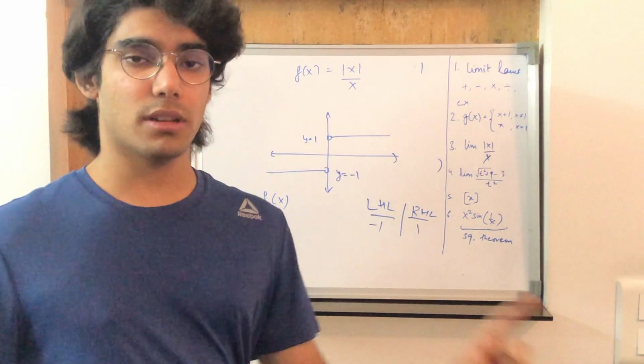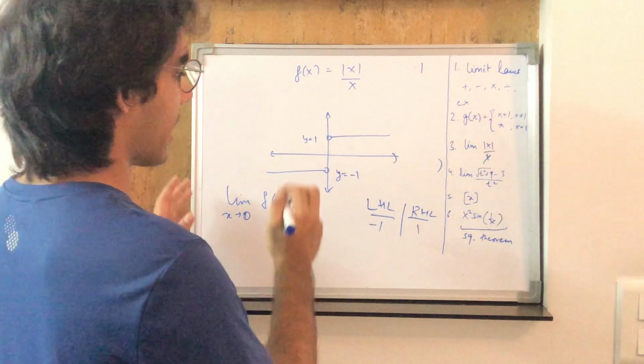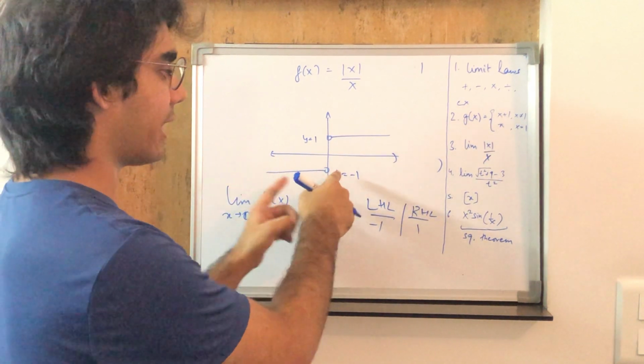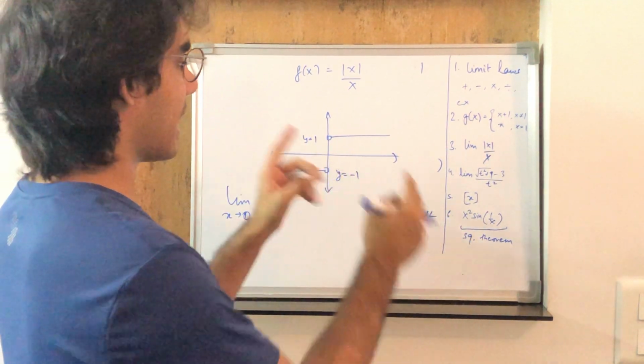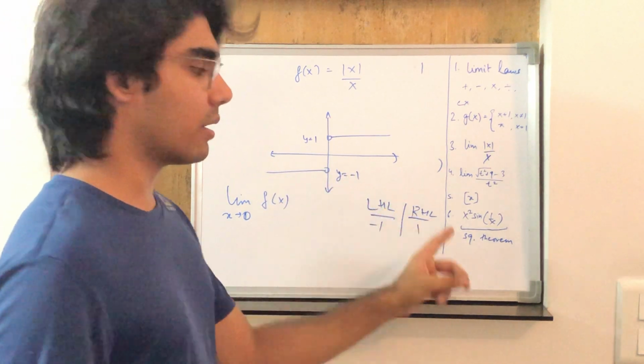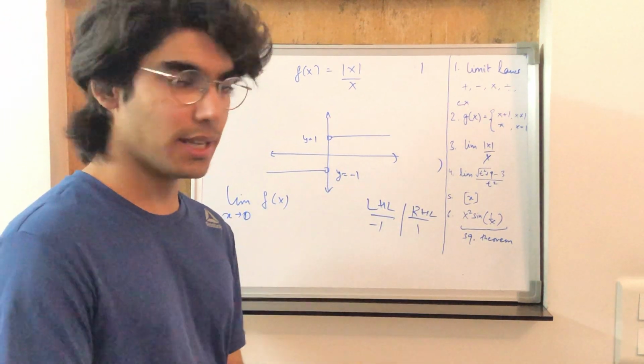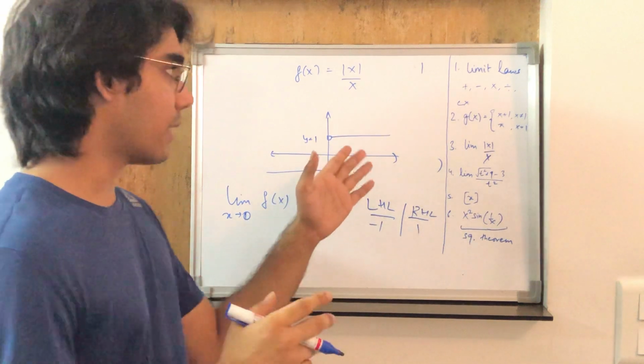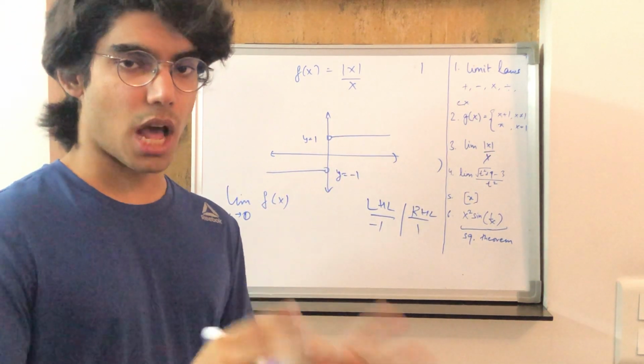So we know that the left-hand limit and the right-hand limit are not going to be the same because when x is approaching 0 from the left-hand side, the value is going to be -1. From the right-hand side, it's going to be 1, which means the left-hand limit and the right-hand limit are not the same, which means that the limit for this function when x is approaching 0 does not exist.